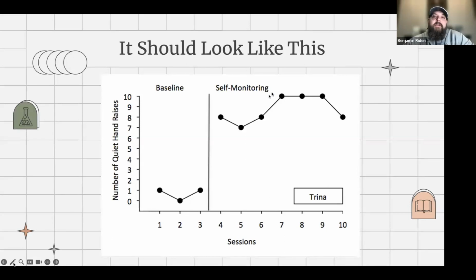Okay, welcome back. You have now graphed your data and it should look something like this, right? We have our y-axis with the numbers. It's labeled with number of quiet hand raises, which is a frequency count. We have our condition labels, our data points, and our data paths. We have the tick marks facing out. You can see we have equal intervals on both the y and x-axis, labeled as sessions. Trina's name is on there. So we have all of the things that we need to have on our graph.